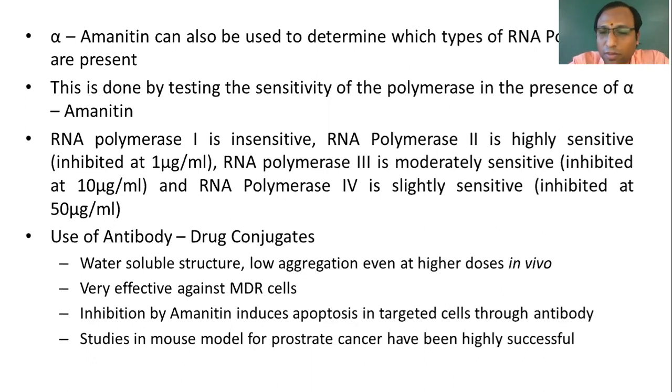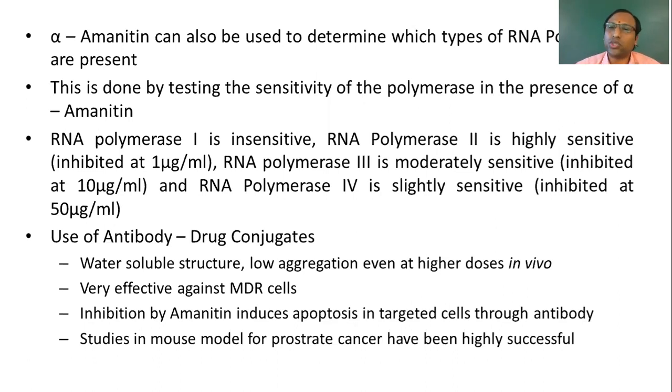So if you see, polymerase 1 is insensitive. So what happened? There is no binding at all. Because, you know that RNA polymerase 2 is usually required for mRNA synthesis. So in the mRNA synthesis only it is going to affect. It is not going to affect any tRNA synthesis or rRNA synthesis or snRNA synthesis. So if you see in polymerase 1, it is insensitive. So no reaction is going to take place for the RNA polymerase 1.